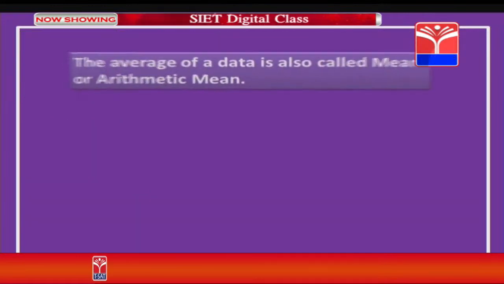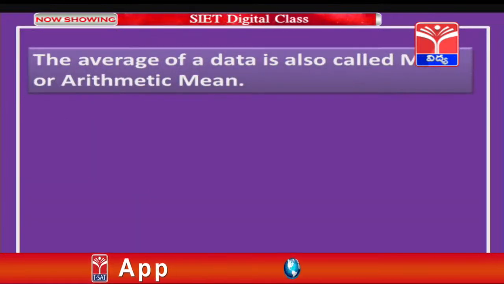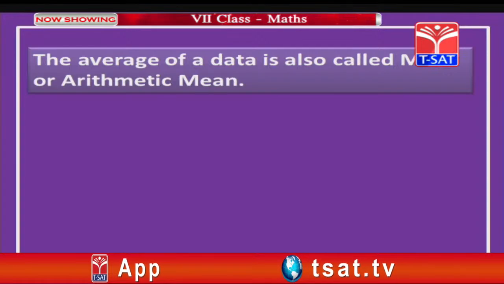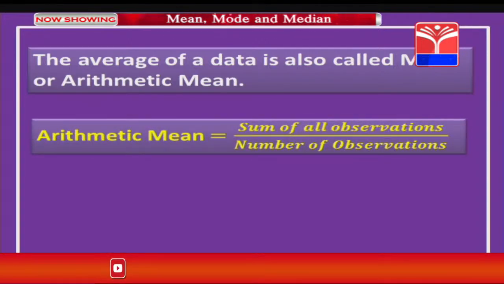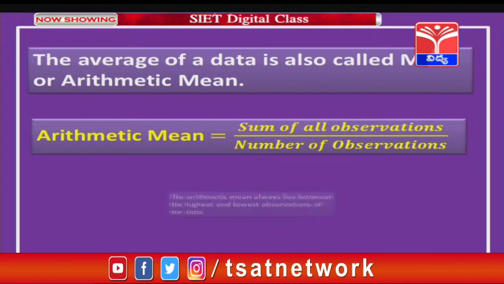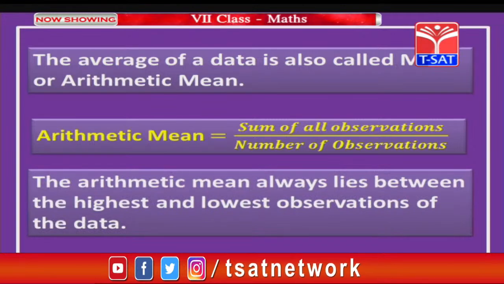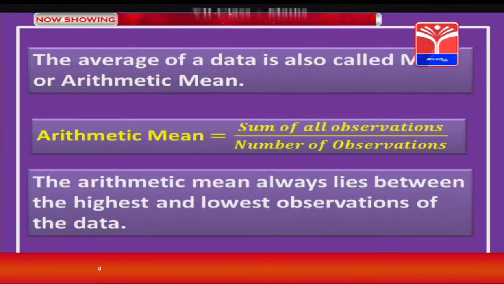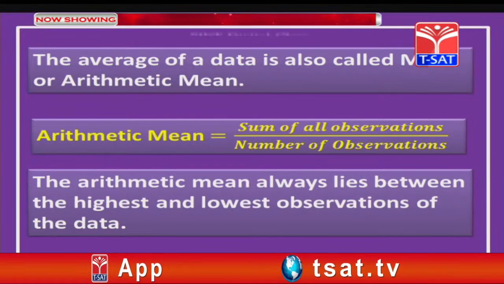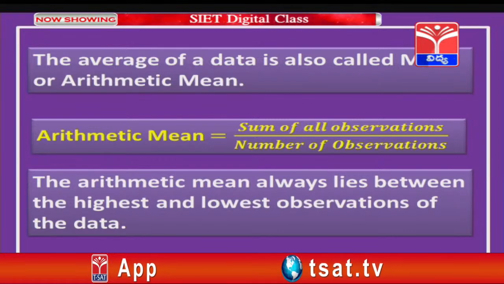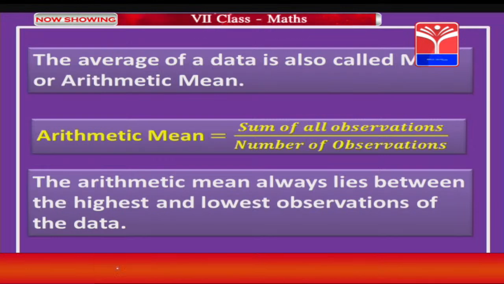Okay, children. So, this average of the data is called the mean or arithmetic mean, and the formula to find the arithmetic mean is the sum of all the observations divided by the number of observations. And one more important thing, children, the arithmetic mean always lies between the highest and the lowest observations of the data. So, whatever the data is given, it lies between the highest and the lowest values of the data.